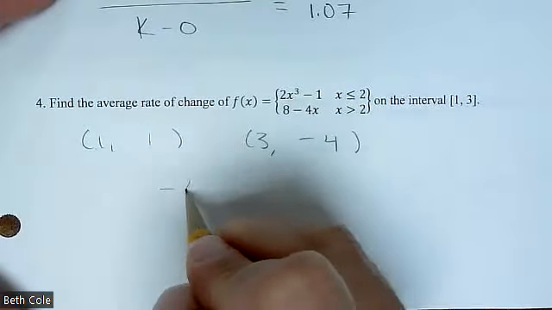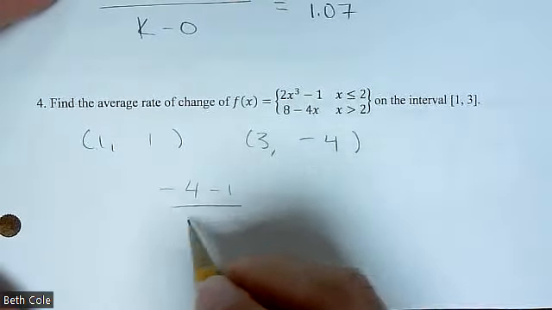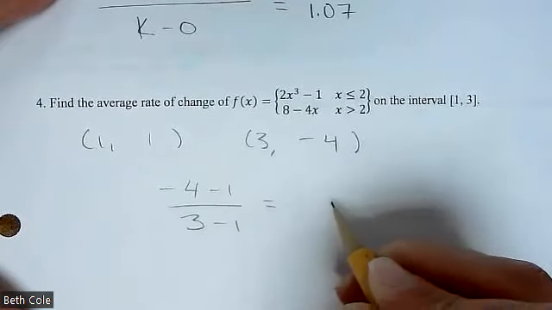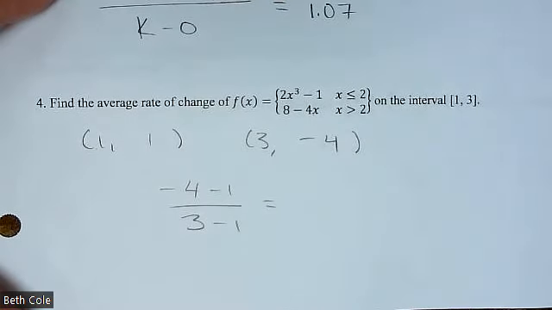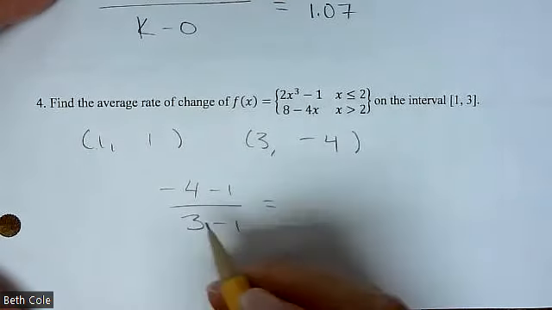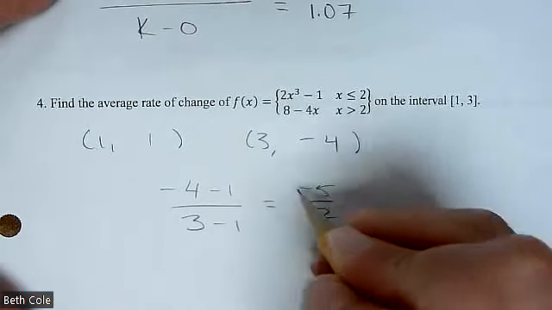All right, and then set up your difference quotient. -4 minus 1 over 3 minus 1. If it's free response, stop. But if it's multiple choice, you have to keep going. -5/2.